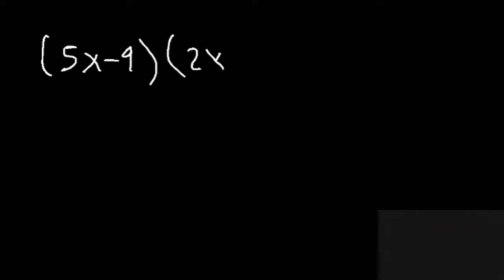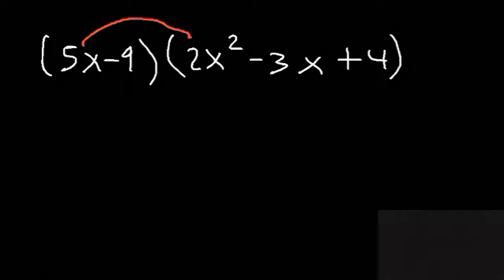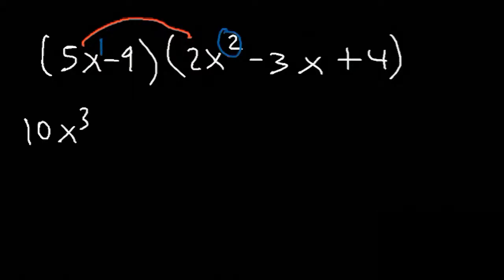Now, let's say we wish to multiply a binomial, which has 2 terms, with a trinomial, which has 3 terms. So initially, after we multiply it, we should get a total of 2 times 3 terms, which is 6 terms. So let's multiply the 5x by 2x squared. 5 times 2 is 10. X times x squared is x cubed, because 1 plus 2 is 3. So now let's multiply 5x times negative 3x.